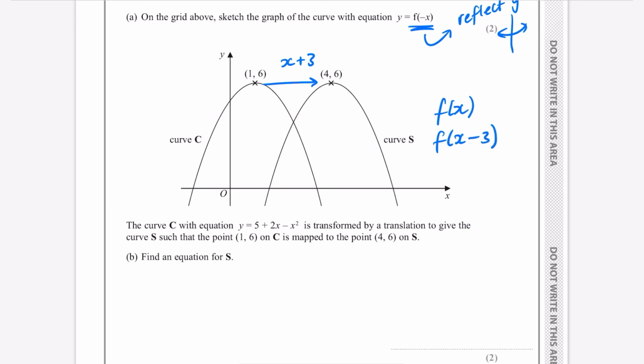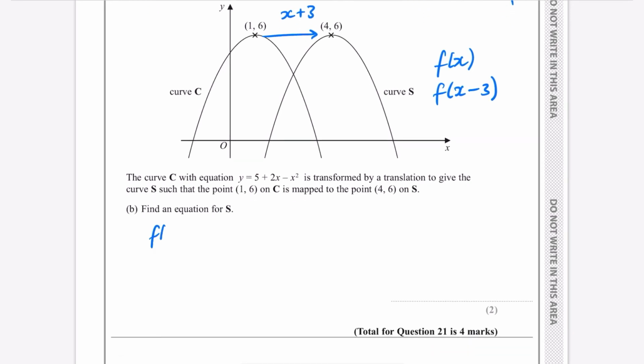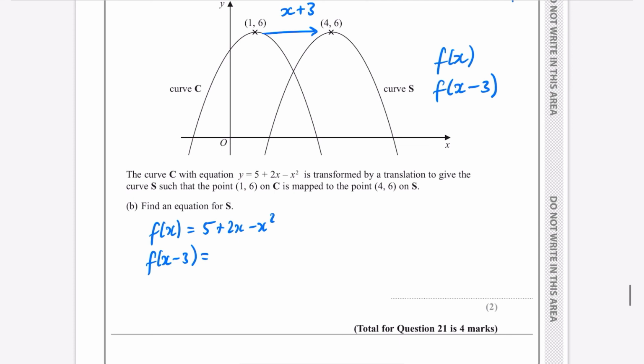And you can check out my full playlist on this for how this works, because this is a tricky topic and I'd like you to learn it fully, really. So we're actually going to say that we're going to find f of x minus 3. Now f of x, in this case, is 5 plus 2x minus x squared. We know that is going to be f of x minus 3 because it's moving 3 spaces to the right from curve C to curve S. So this means that anywhere that you see an x, you're now going to replace it with an x minus 3. So it is going to be 5 plus 2 brackets x minus 3 minus x minus 3 squared.